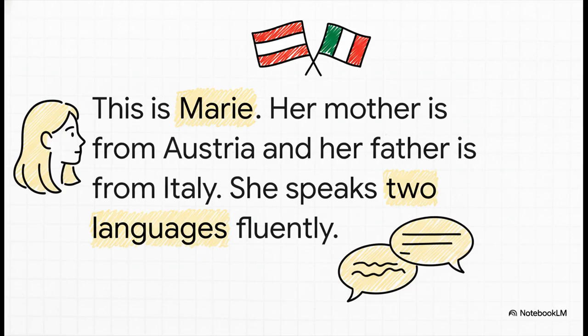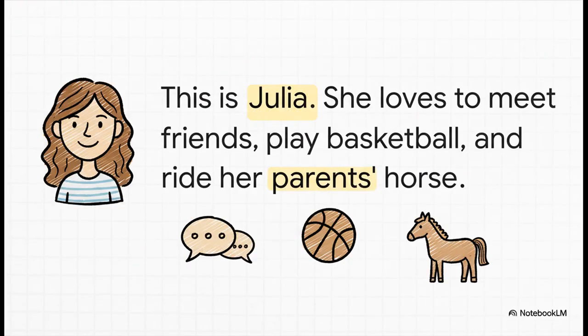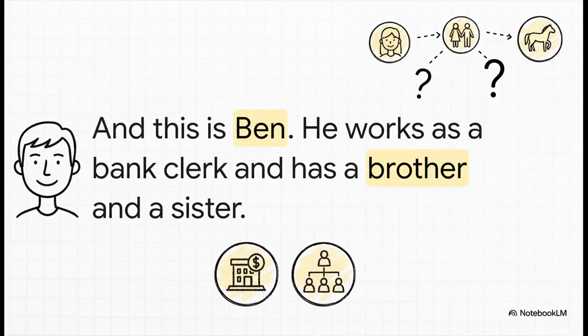And with Marie, we're adding another layer here. We're talking about family history and personal skills. We can describe where her parents come from and this really impressive fact that she speaks 2 languages. The picture is definitely getting richer. And here's Julia. Now we can start listing her hobbies, what she does for fun, socializing, playing sports, and her connection to her family's horse. We're describing the things that fill up her life, what she truly enjoys. And finally, we have Ben. We know his job, his family.